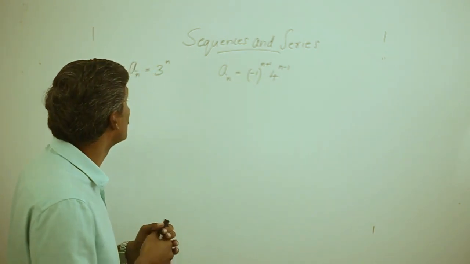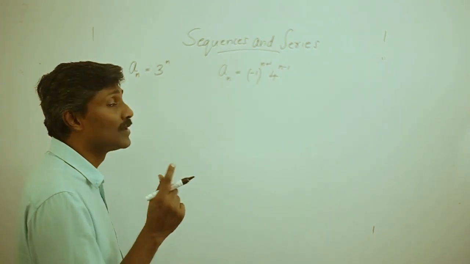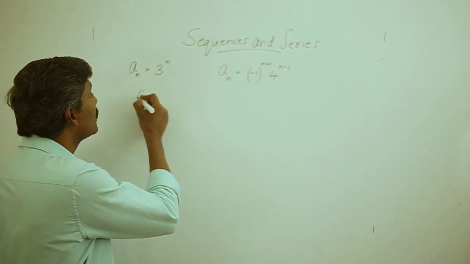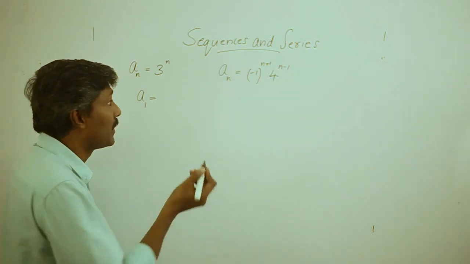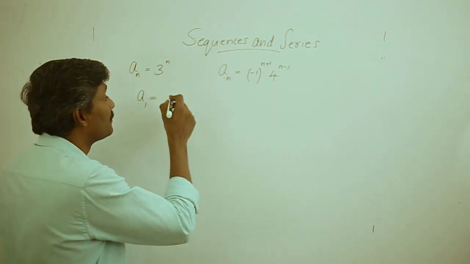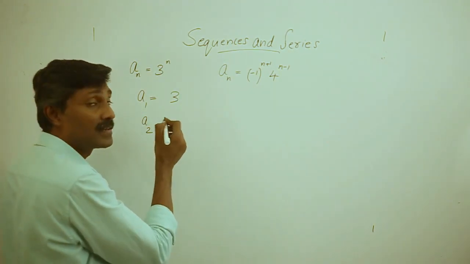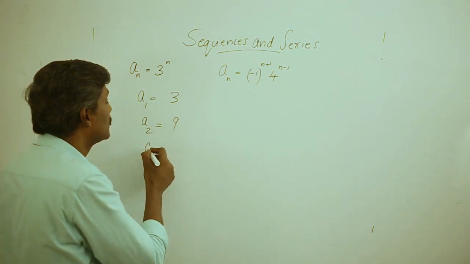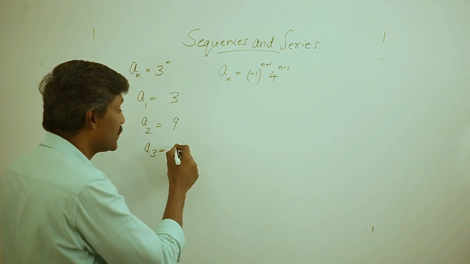Okay, so let's solve it. The first problem is an is equal to 3 raised to n, it's the power of 3. So the first term a1 is, put n equal to 1, right? So 3 raised to 1 is 3. And a2 is, put n equal to 2, you get 3 squared, which is 9. And the third term of the sequence is, put n equal to 3, you get 3 raised to 3, which is 27.